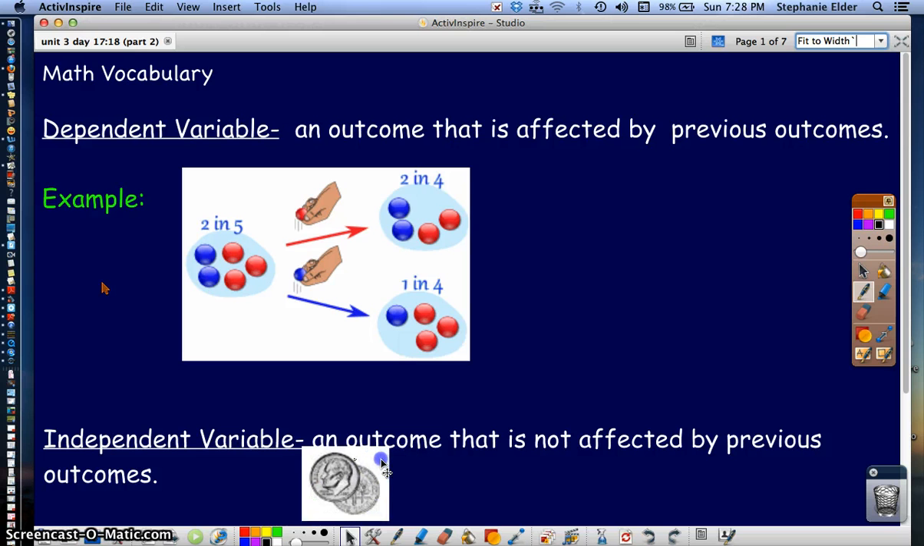So if you see in this example of the heads and tails, I can flip it and it could be heads, or I can flip it, could be tails. One is not dependent on the other one.